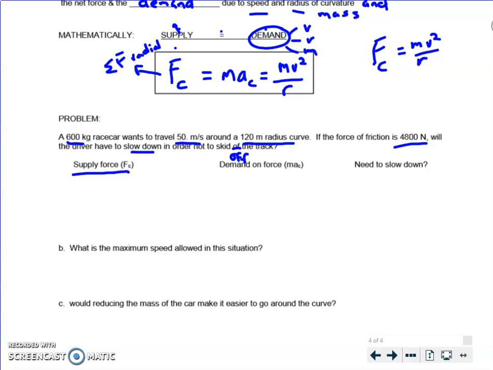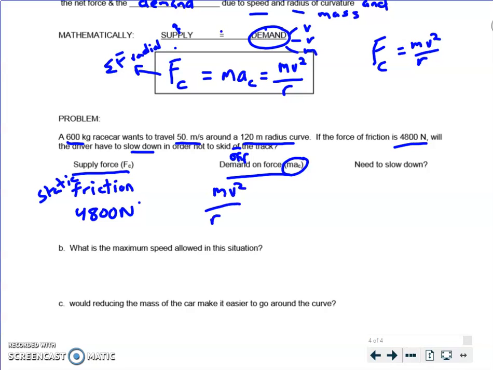So what's my supply force? Well, the actual force is friction. If I want to be more complete, static friction. So I don't have to calculate it because you're told that it's 4,800 newtons. Okay. Now, I've got that much force based on the coefficient and the mass of the car, the normal force. Now, what's the demand? What am I asking for based on how fast I'm going? Well, I always calculate the demand as MAC, or better yet, MV squared over R. Because AC, remember, is V squared over R.